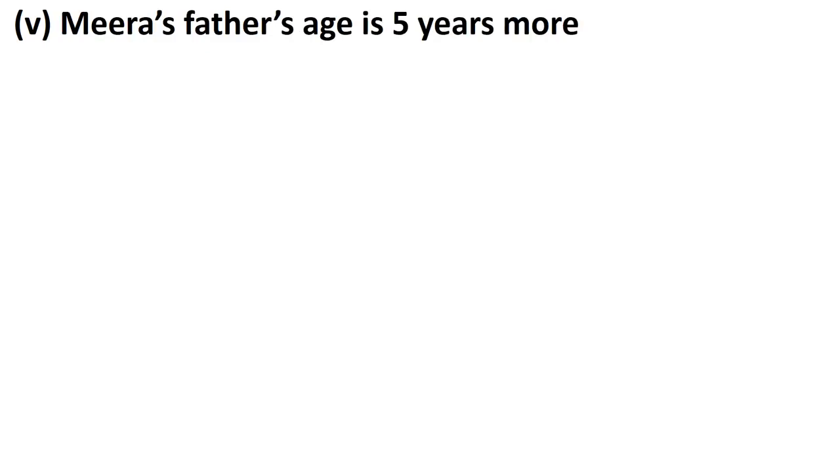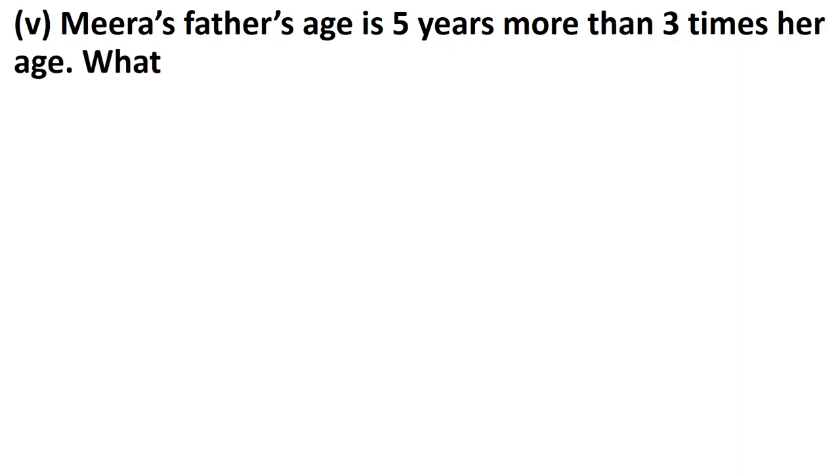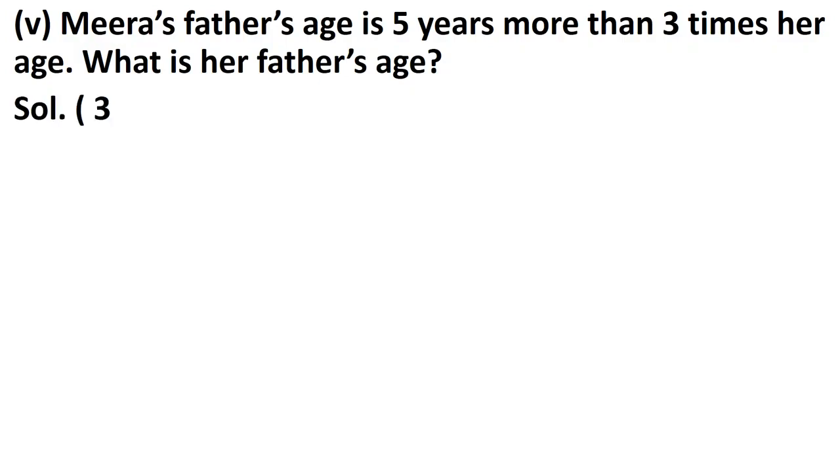Next is Mira's father's age is 5 years more than 3 times her age. What is her father's age? Her father is 5 years more. For more we will definitely add. So plus 5 is sure. But where we will add 5? 3 times of her age. 3 times of her age means 3x. So her father's age is 3x plus 5.